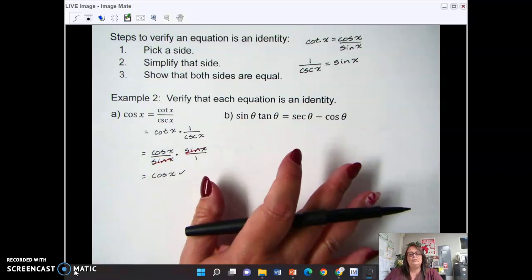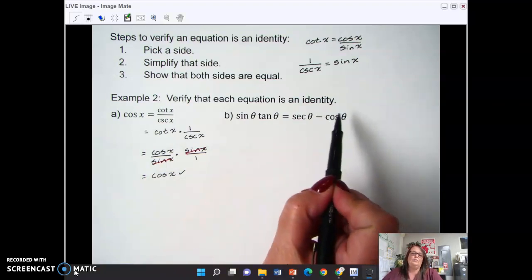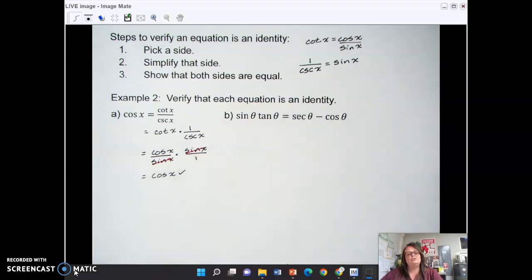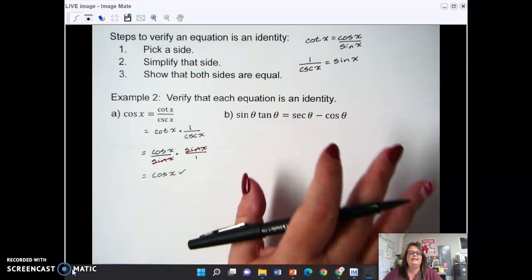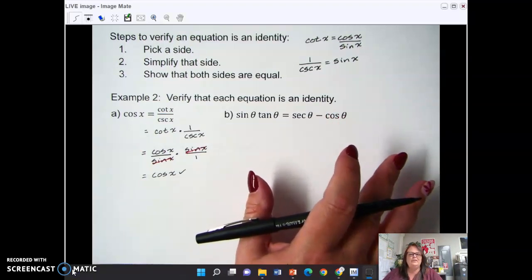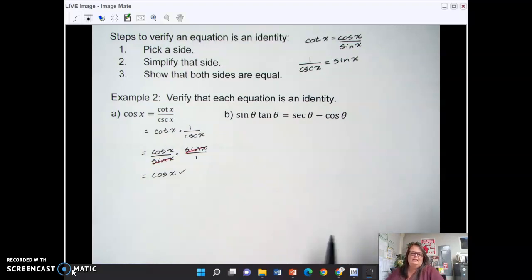So taking a look at B, see what you can do with this. Personally, I think I am going to pick the right-hand side. I'm not sure, but just take a moment to look at that and see what you can do with it. Okay, so I'm going to take a look at the right-hand side because I feel like it has some common denominator things I can do, and then combining them, that kind of thing. So you always want to pick kind of the side that has the most stuff to do.